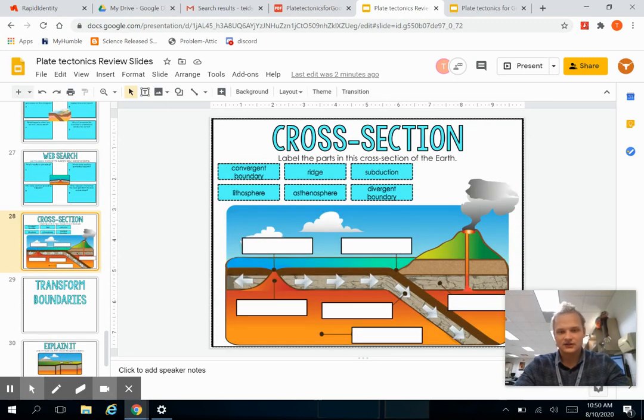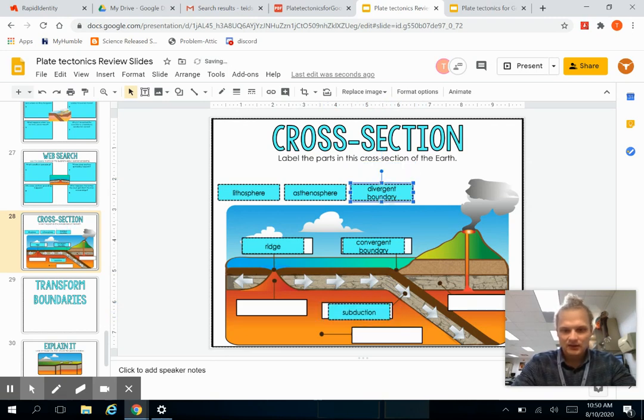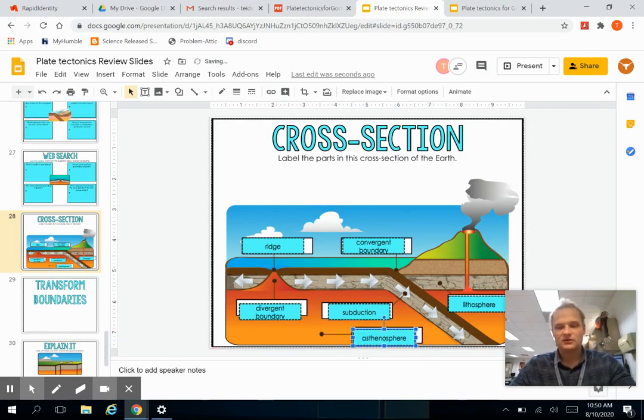So cross section. All right, you're gonna find a spot for each of these. So a convergent boundary means they're coming toward one another, meaning we're looking at this ocean continental one. We're looking at a ridge. It's going to be right here. Subduction is happening because one is going underneath another plate. Okay, divergent, meaning they're going away from each other. The lithosphere is going to be this top part, whereas the asthenosphere is going to be the bottom. That's where our hot mantle is going to be warming everything up.